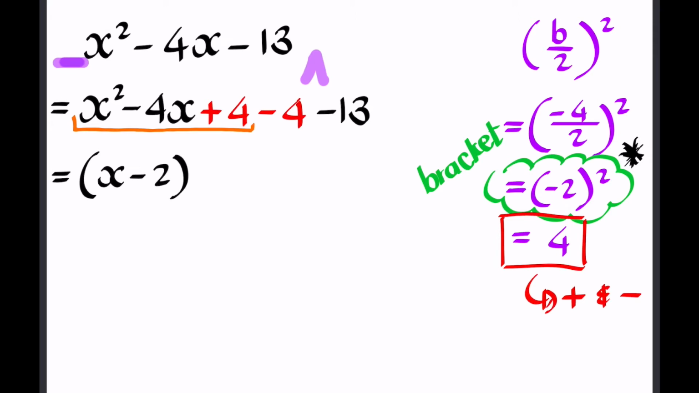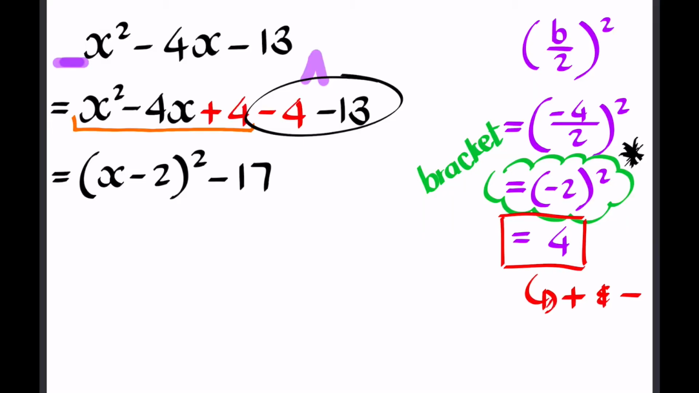So it's x minus 2 squared, and then I'm going to finish this up by saying minus 4 minus 13, which is negative 17. So x squared minus 4x minus 13 is the same as x minus 2 all squared minus 17. So if I were given x minus 2 all squared minus 17 and I were to expand that bracket and simplify and collect my terms, I would end up with x squared minus 4x minus 13.